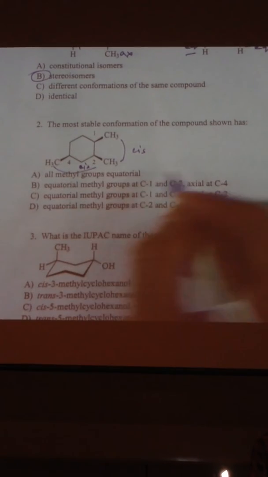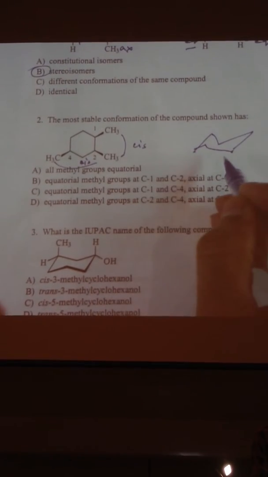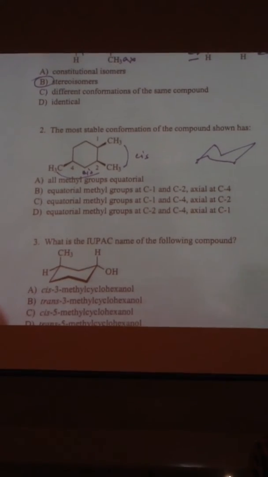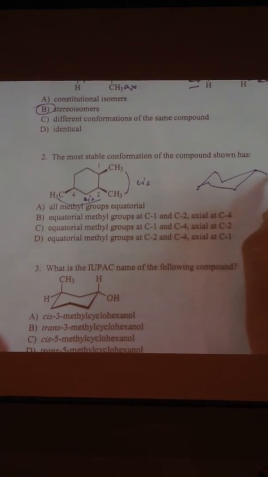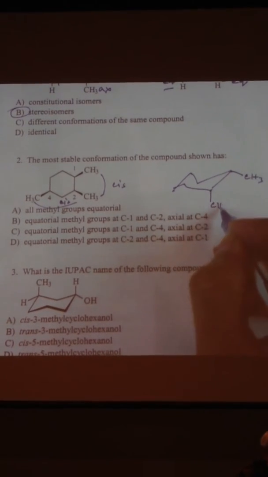This one is again the same way you convert them. That's 1, 2, and 4 again, and the relationship between 1 and 2 is cis, and 2 and 4 is also cis. So when you do the chair form, if they're cis, then one would be axial, one would be equatorial, and arbitrarily we can just select one.